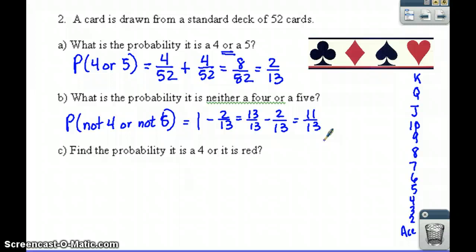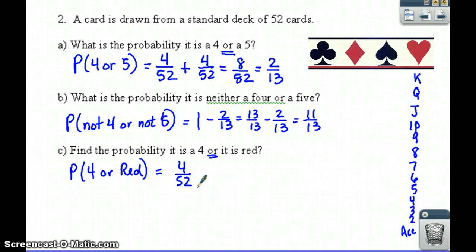On C, find the probability that it's a 4 or it's red. Once again, this is an OR problem, so we know we're going to be adding. Okay, the probability it's a 4. Well, we already talked about that. That's 4 out of 52 times we have a 4. The probability that it's red, well, there's 2 red suits. There are diamonds and there are hearts, and there's 13 cards of each, so 26 out of 52 times we have a red card.